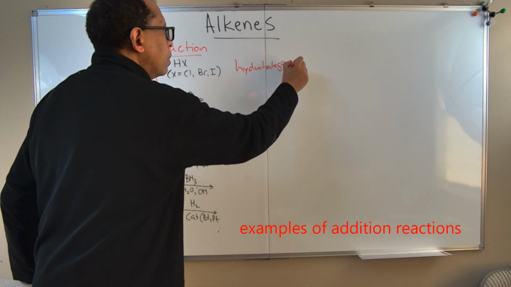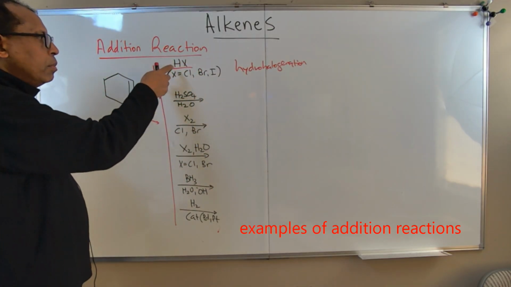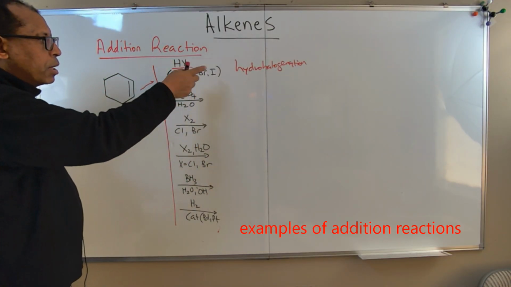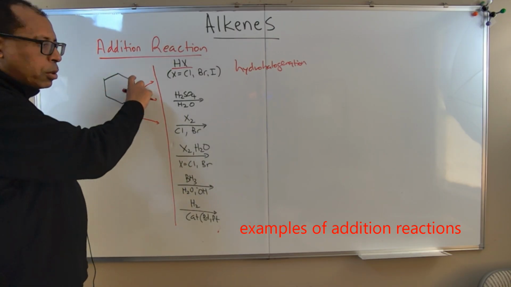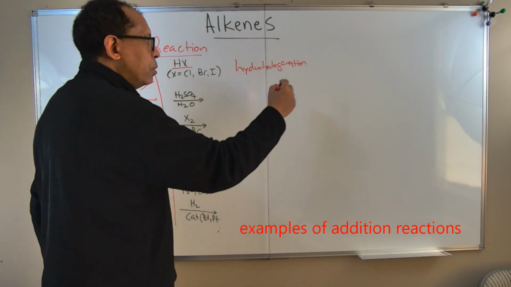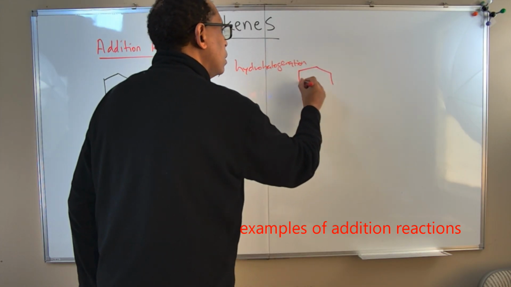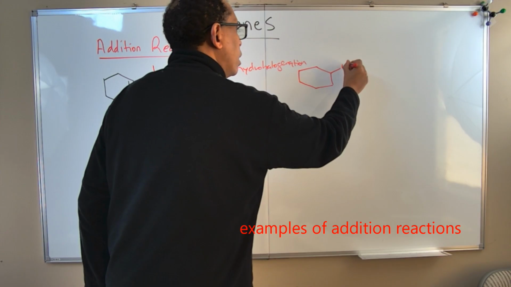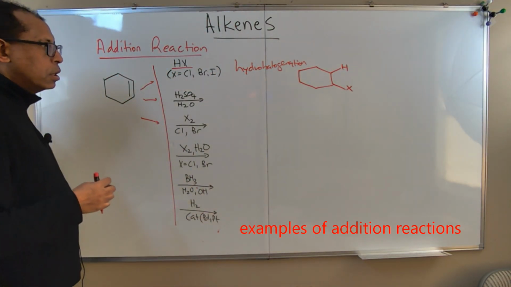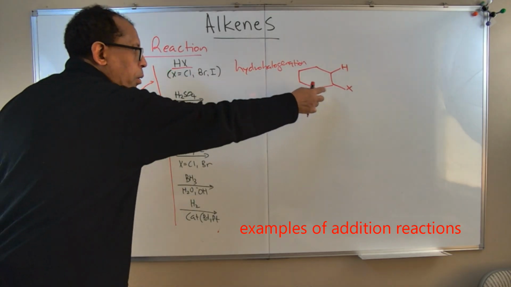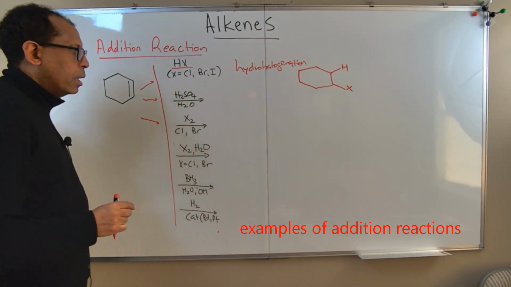Hydrohalogenation reaction. So when you have HX, that means hydrochloric acid, hydrobromic acid, hydroiodic acid, you would be adding across the double bond. That is hydrohalogenation. And the product would be, you would have H and X added. That is hydrohalogenation. So X can be chlorine, X can be bromine, X can be iodine.